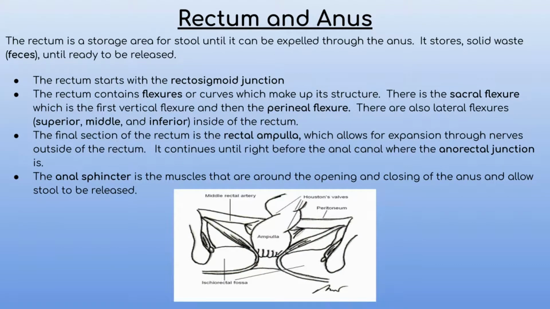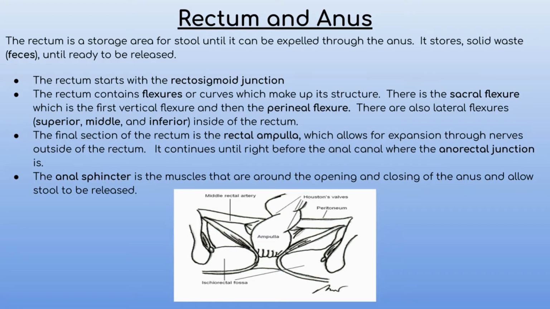Once stool leaves the large intestine, it goes through the rectum, which stores stool until it is ready to be expelled through the anus. Now, the rectum starts with the recto-sigmoid junction. It also contains flexures, which make up its structure. It contains vertical flexures called the sacral and perineal flexures, and also contains lateral flexures with the superior, middle, and inferior flexures. The end of the rectum is called the rectal ampulla, which allows for expansion with nerves just outside the rectum. It then continues until right before the anus, where the anorectal junction is.